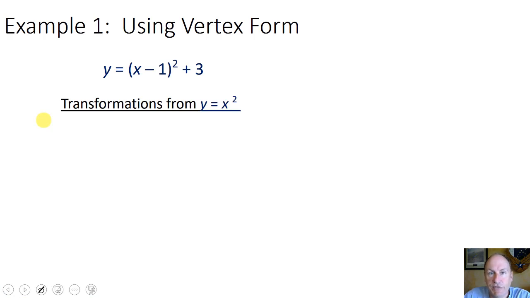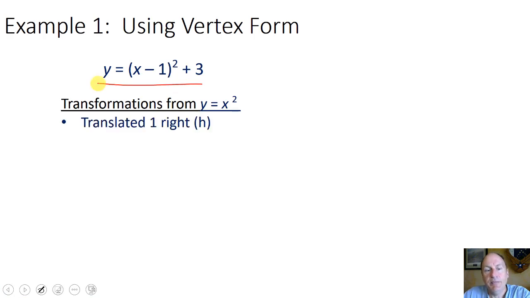So here's our vertex form equation. And we know that because it's in the form x minus h, and h is positive, I know that's confusing. It's a positive 1 that's h. That means it's translated 1 to the right. Another way to look at that is if I took the number positive 1 and put it in to (x minus 1) squared, I would get a 0. It is also translated 3 up because this 3 term is the k term on the outside. Positive 3 means 3 up.